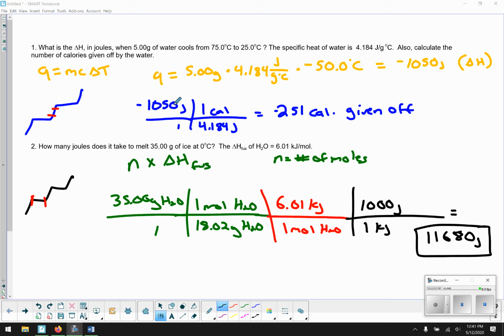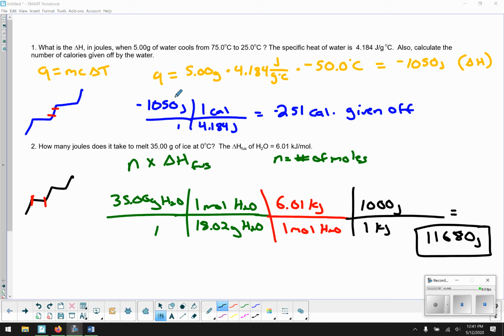So that's 1 and 2. Whenever you're dealing with, again, change in temperature, you're going to do Q equals MC delta T. And whenever you're dealing with change in state, it'll be number of moles times heat of fusion if it's melting, or heat of vaporization if it's boiling.